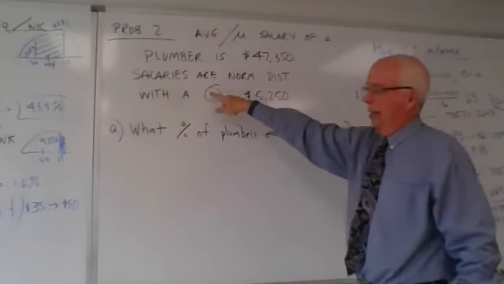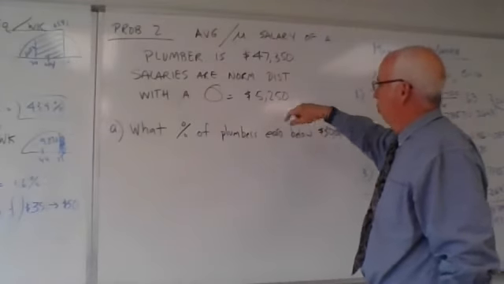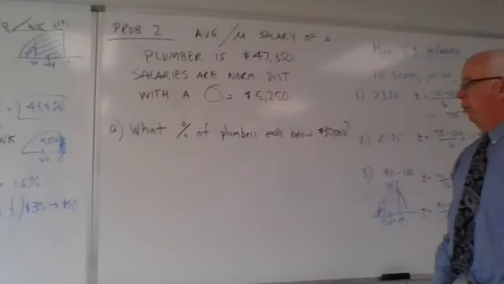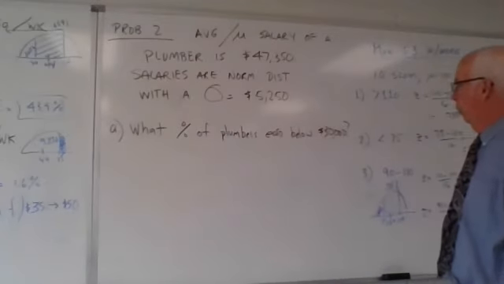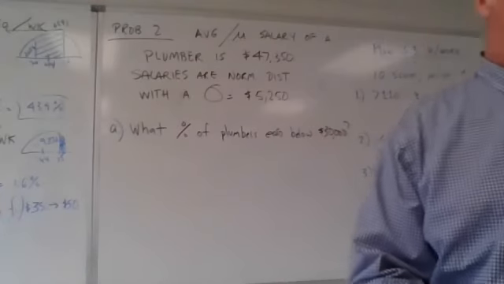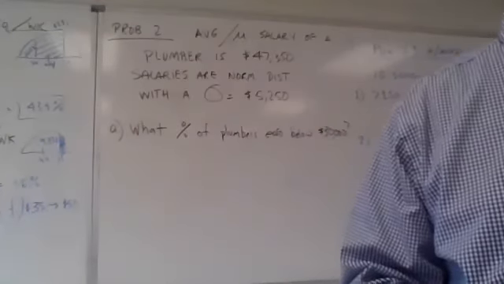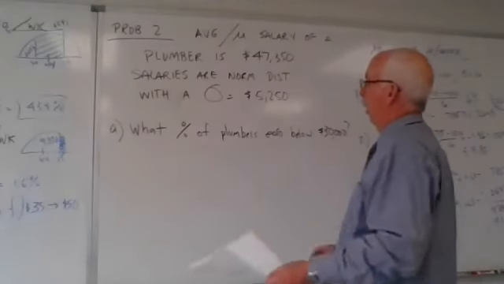And this is not a 6, that's a sigma, the standard deviation. For this scenario it's $5,250. All right, so the first question says, what percent of the plumbers earn below 30,000? I bet you can probably do this one with your eyes closed. Nothing's changed on the mechanics of how to solve this. So we're going to take X.